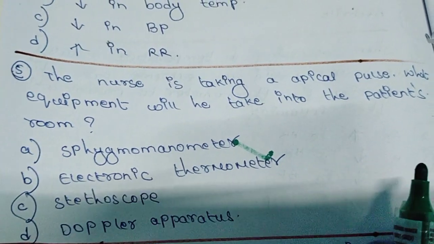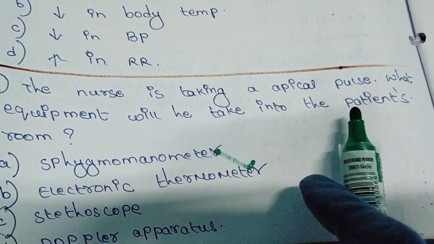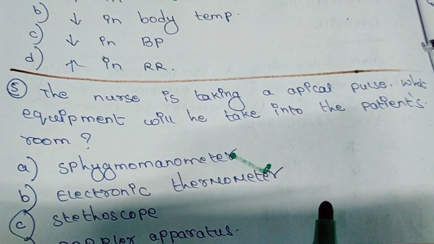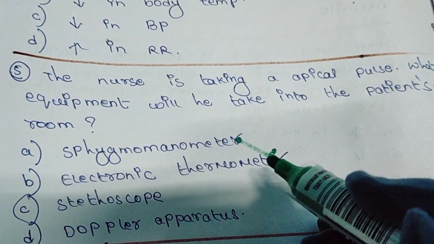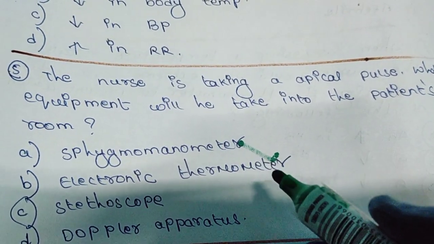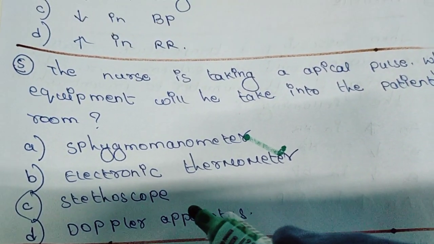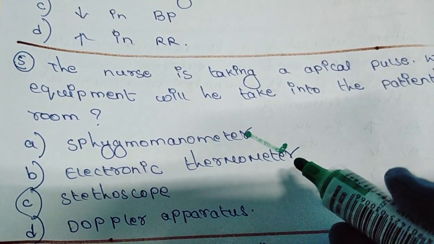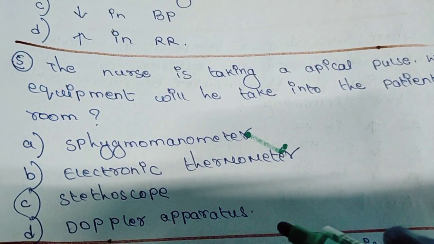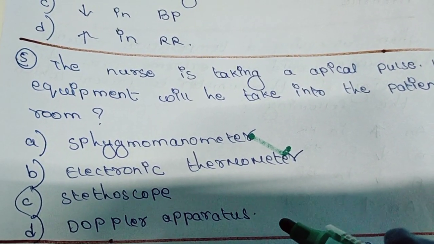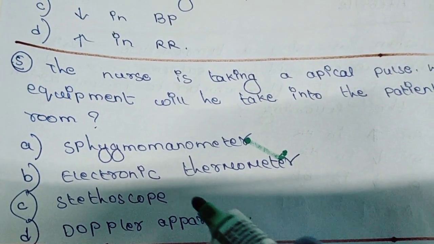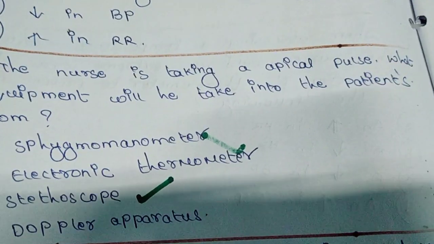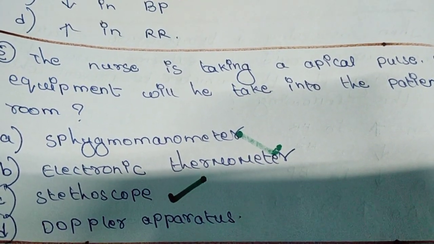The next question, the nurse is taking apical pulse. What equipment will be taken into the patient's room? So what equipment is required to check apical pulse? Sphygmomanometer, electronic thermometer, stethoscope or Doppler apparatus. See, sphygmomanometer is used to check the BP. Electronic thermometer is used to check temperature. Doppler apparatus, that is for the ultrasound, that is completely different. So what you require? Stethoscope. Okay, apical pulse. So you require stethoscope to check the apical pulse.